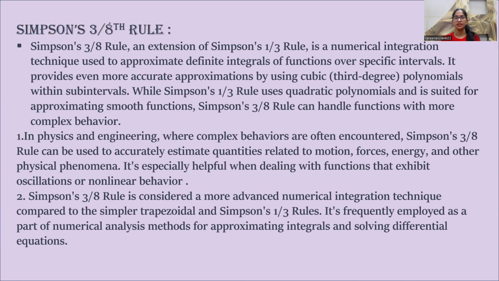The next numerical method is Simpson's 3/8 rule. It is an extension of Simpson's 1/3 rule. It is used to approximate definite integrals of a function over specific intervals. It provides even more accurate approximations by using cubic polynomials, that is the third degree, within the subintervals. While Simpson's 1/3 rule uses quadratic polynomials and is suited for approximating smooth functions, the 3/8 rule can handle functions with more complex behavior.